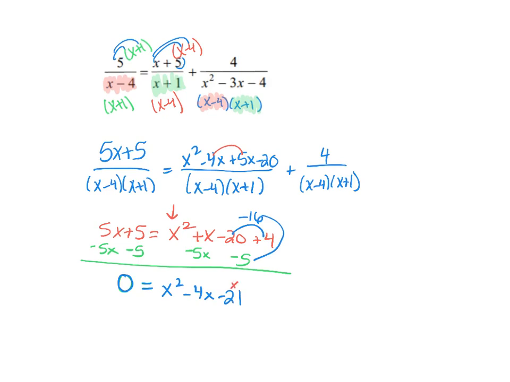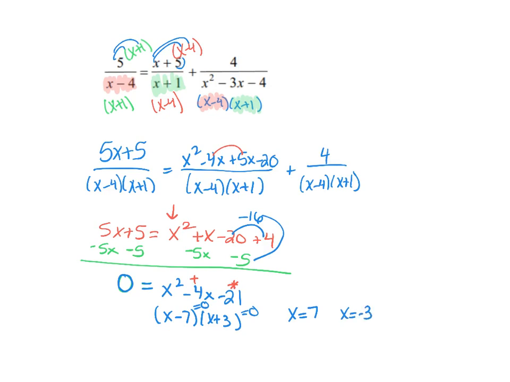Now I want to factor this and think about what multiplies to negative 21 and adds to negative 4, which is going to be negative 7 and positive 3. Now to solve this, I set each of these equal to 0. And that'll give me two solutions of 7 and negative 3.